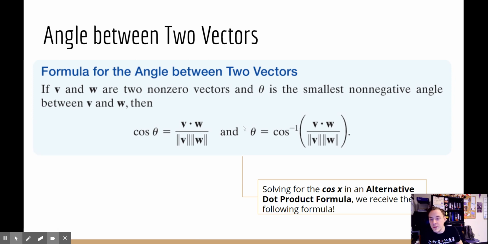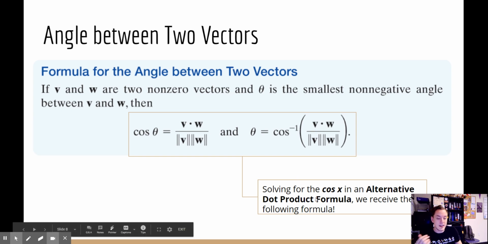So, formula for the angle between two vectors. Cosine of theta equals vector v dot w, just any two vectors, doesn't matter, all over the magnitude of those two vectors multiplied together. If I wanted to find the actual angle measure, I just take the inverse.